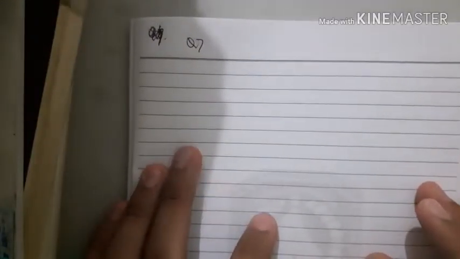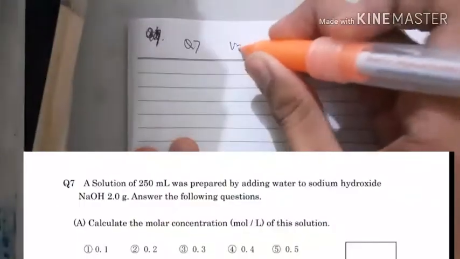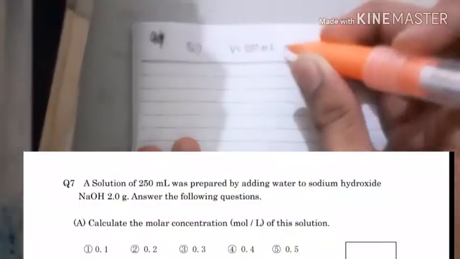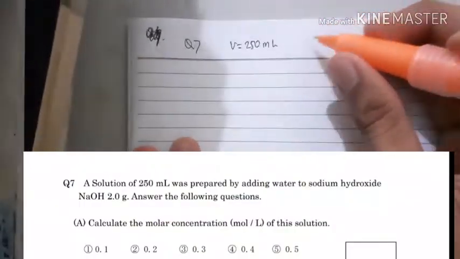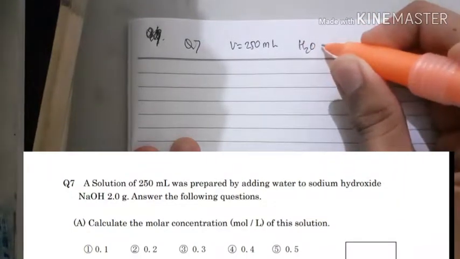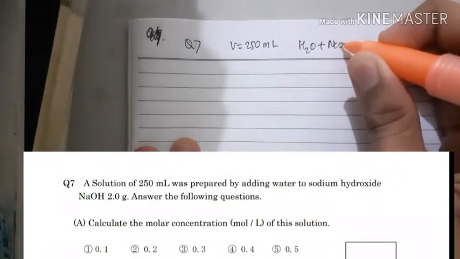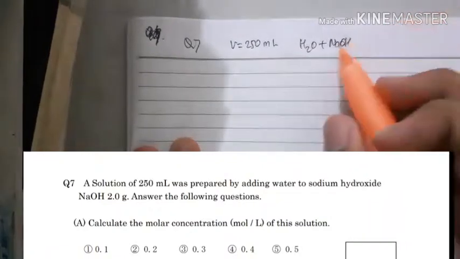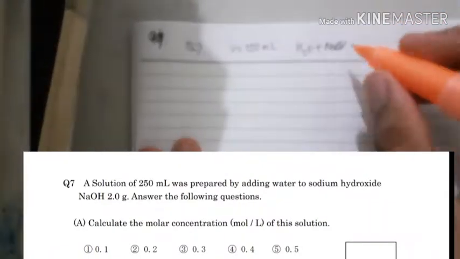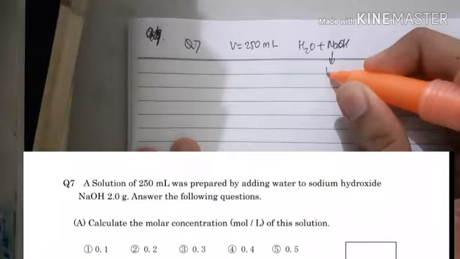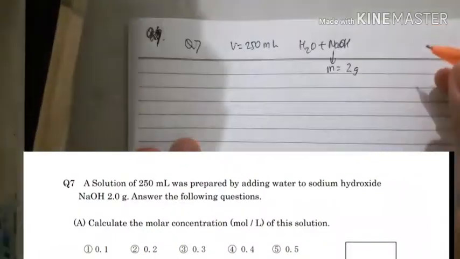To this KOSEN College of Technology, Chemistry Q7. Okay, now Q7 says there's a solution with a volume of 250 milliliters. Then the solution is prepared by adding water to sodium hydroxide. So sodium hydroxide is a strong base, and the sodium hydroxide has the mass of 2 grams.